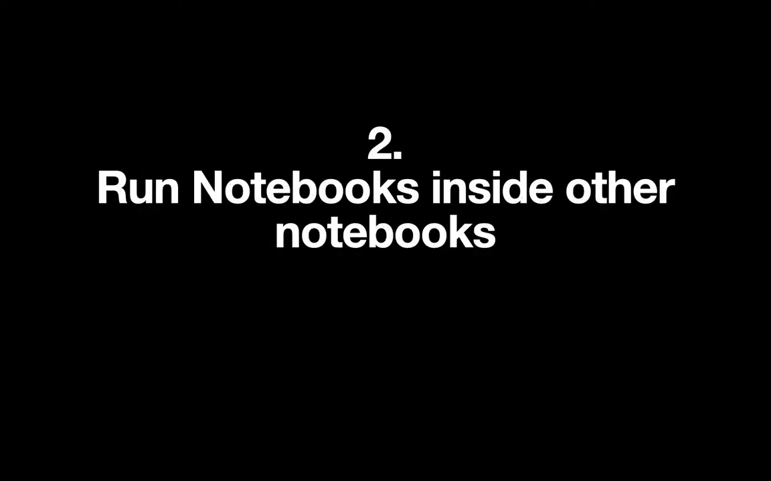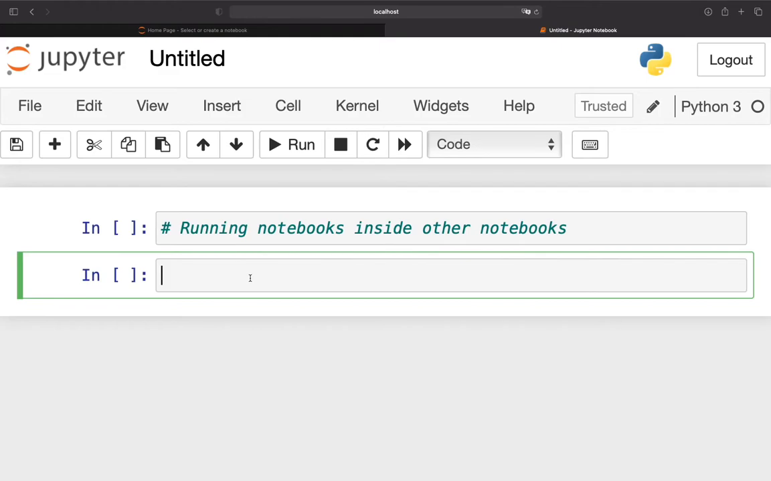Next one is running notebooks inside other notebooks. Maybe you're asking yourself, why should I use that? I'm giving you 2 possible examples. Maybe you have defined a whole workflow in another notebook and you don't necessarily want to see the whole workflow in your current notebook, but you need variables or results out of this workflow.